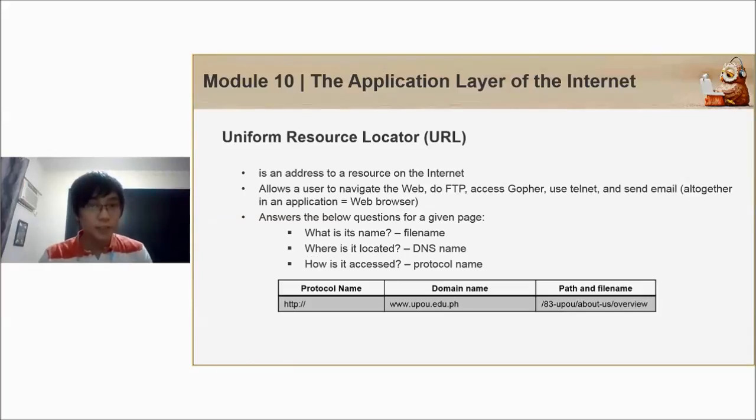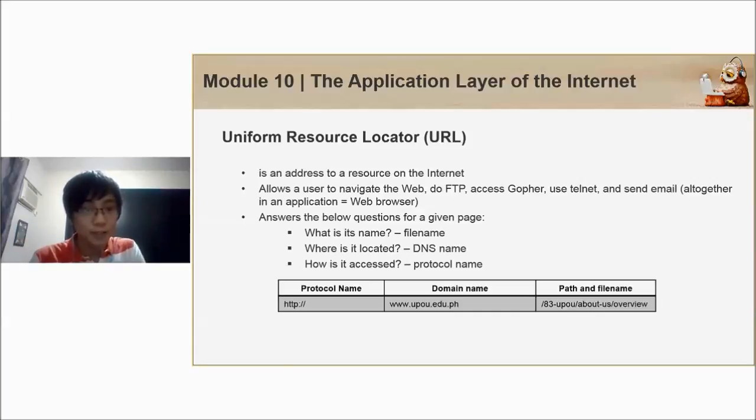And then we finally proceed to Uniform Resource Locator, or URL. So this one is the one we always see at the top of web browsers. It's the address to a resource on the internet, and it allows users to navigate the web and a lot of other features. Altogether, in an application, this is essentially what a web browser is.